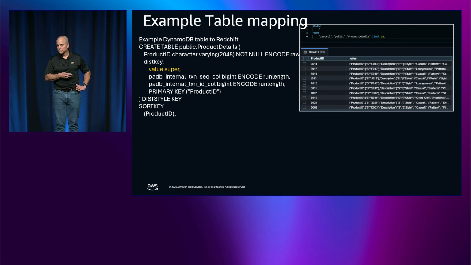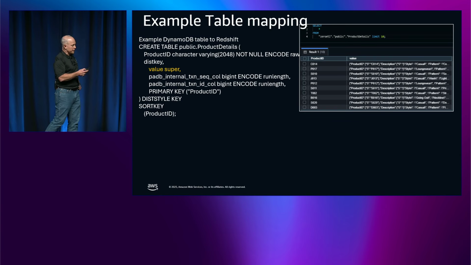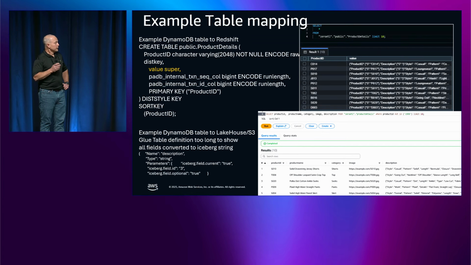Now, if you wanted to split those out into separate columns, you could certainly do a value-added process and do that as well. All right, Lakehouse or S3 as my target.